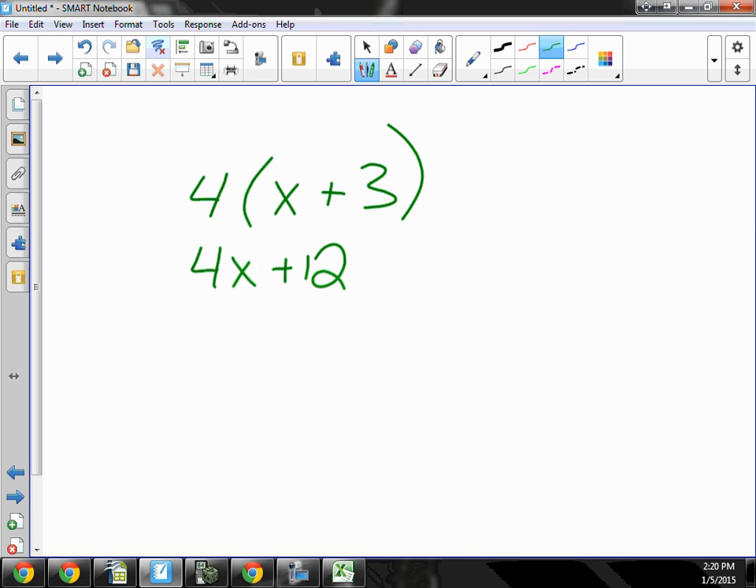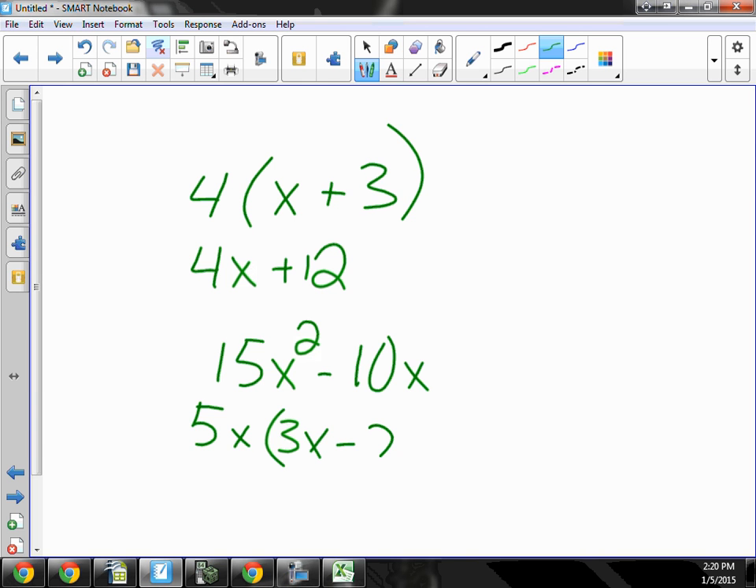And actually, this little trick with multiplication and addition is how our whole number system is based. Anyway, it's beyond you. Don't worry about it. But I can also go backwards. If I had 15x squared minus 10x, this has been combined. Can I expand it back to its original form? I can pull out a 5x. So 5x times, wait, 3x minus 2. Those are exactly the same.